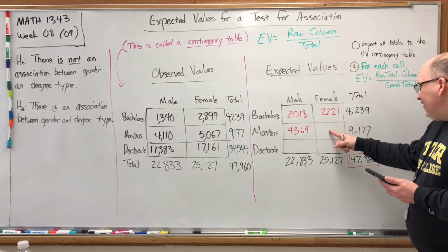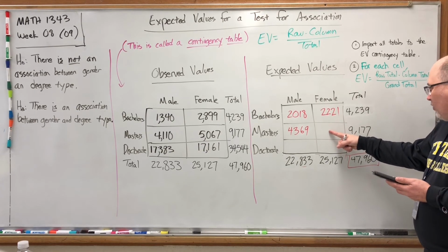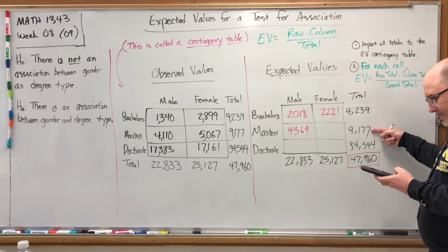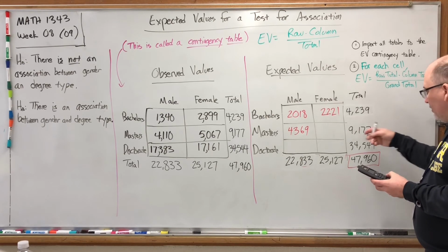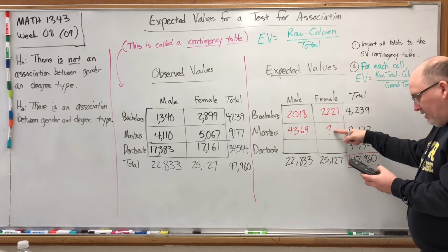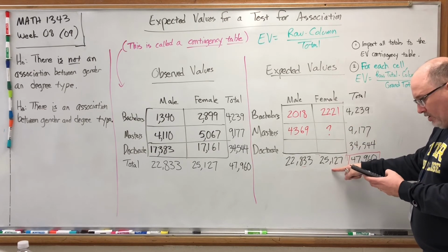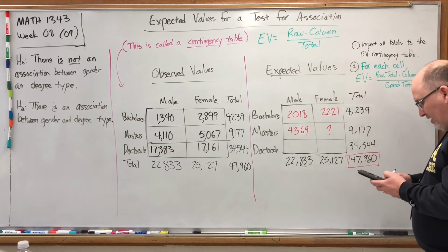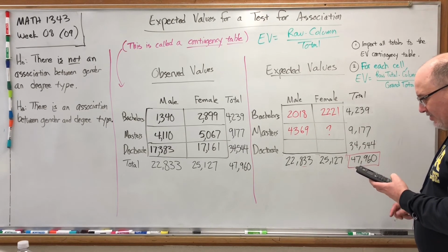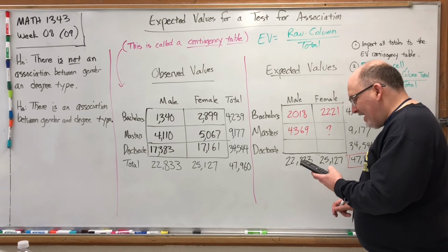For the females who receive master's degree expected value, we're going to multiply the row total, 9,177, we're right here, times the column total, 25,127, divided by the grand total, 47,960, and we get to the nearest whole number, 4,808.